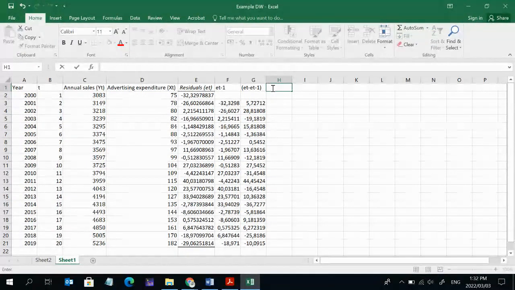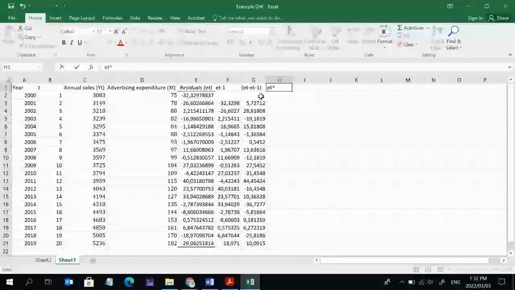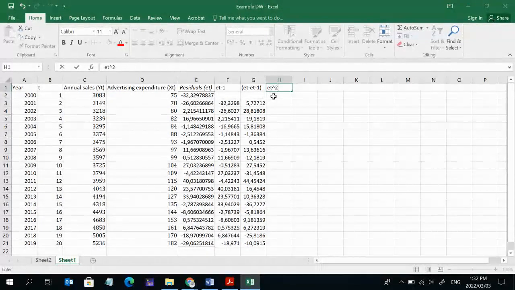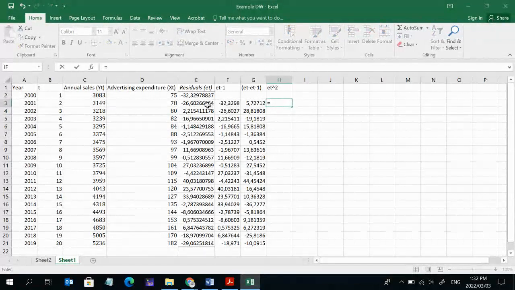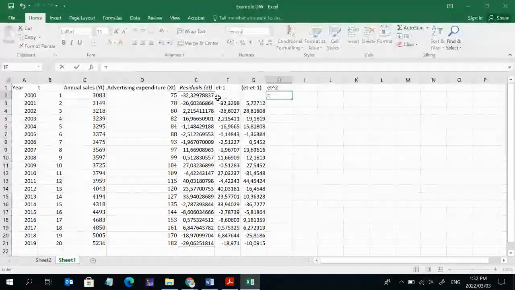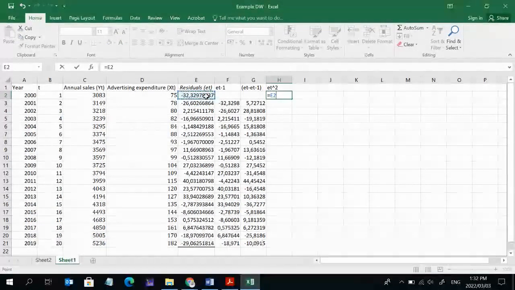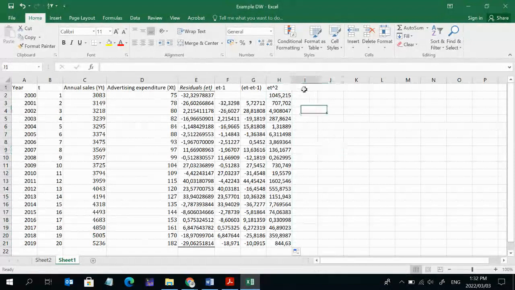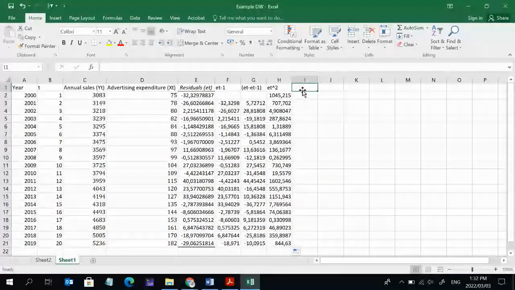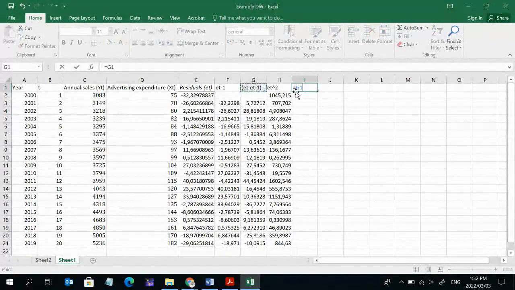I will first square the ET. So we go to ET squared. So we're going to have this value squared. Or let me do it here. We're going to have ET squared, and that is the value. Then we also square this one.